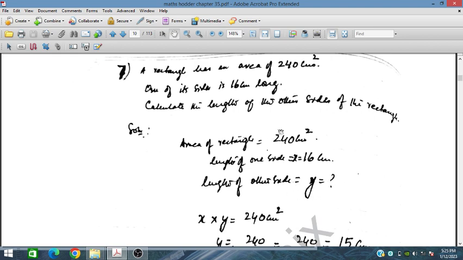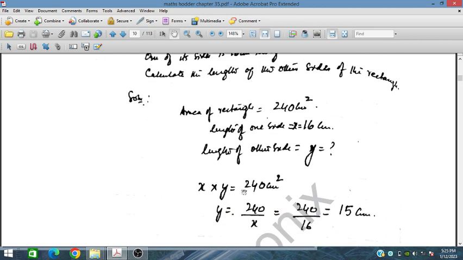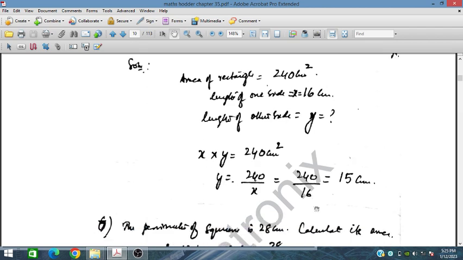So area of the rectangle is 240 centimeters square, length of one side x is equal to 16 centimeters. The length of the other side is y. So x into y is equal to 240 centimeters square. So we will divide this 240 by x, and we will get y. X is given as 16 centimeters. So the other side would be 15 centimeters.